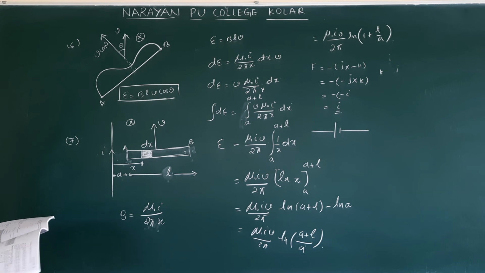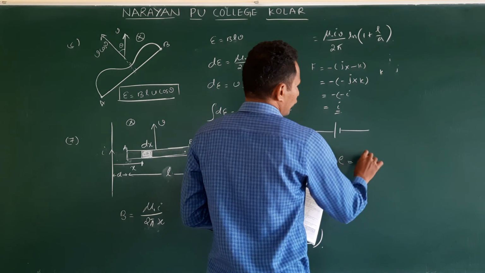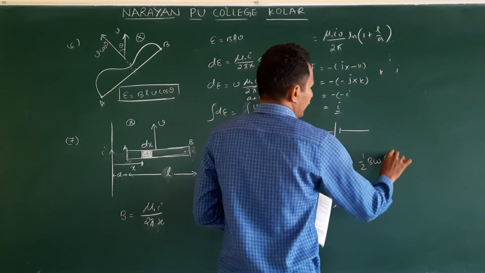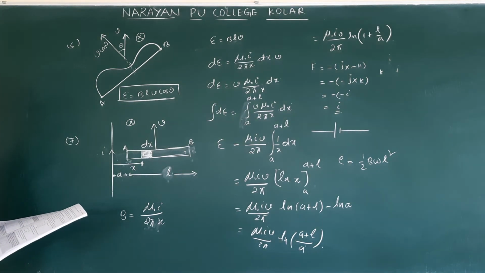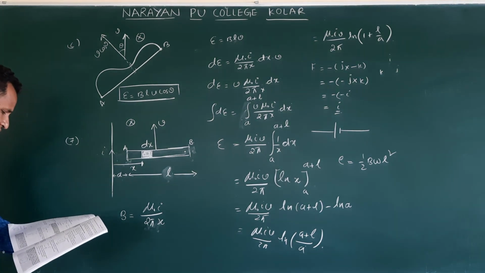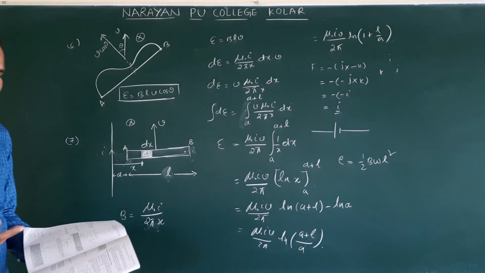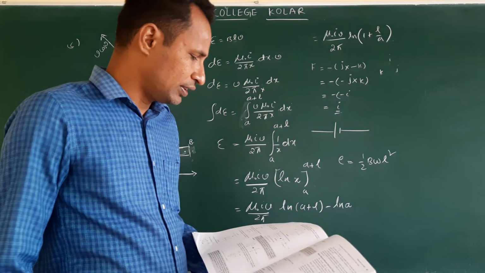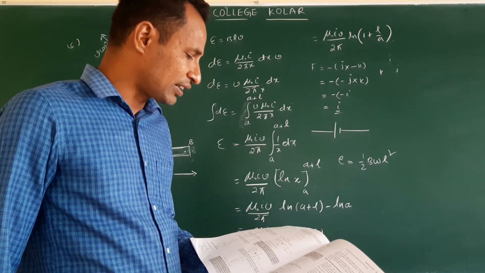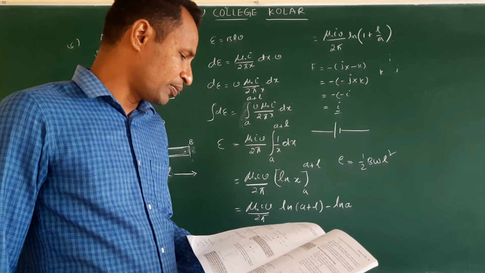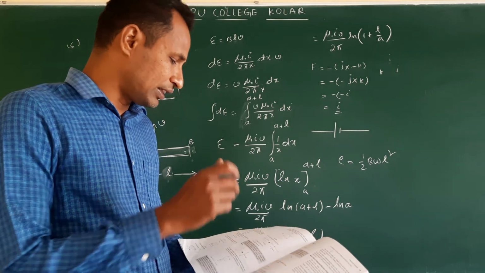Next, motional EMF in rotation. This we have already done. In rotation, what is the formula? E is equal to half B ω L², and if you take the length as R, half B ω R². We have done that, and the proof is also given in this book. Clear? I explained it, and it is in our textbook too. Next, for a circular disc, the same formula, half B ω R², applies. They have taken the diameter there, and they have given it clearly.